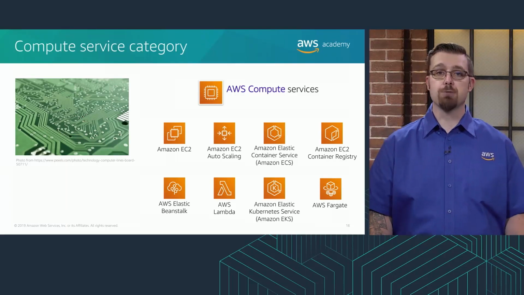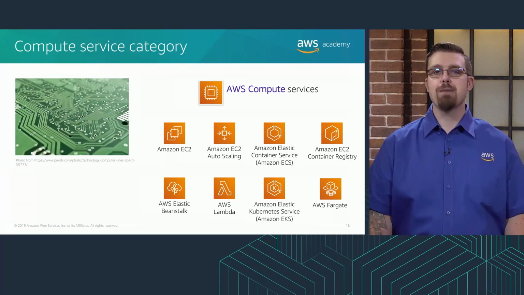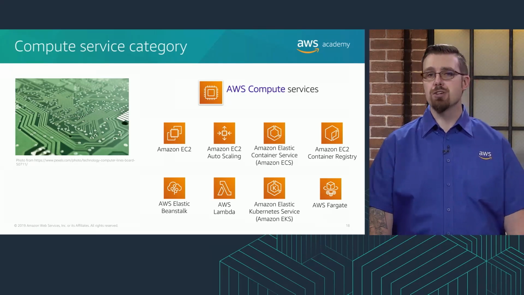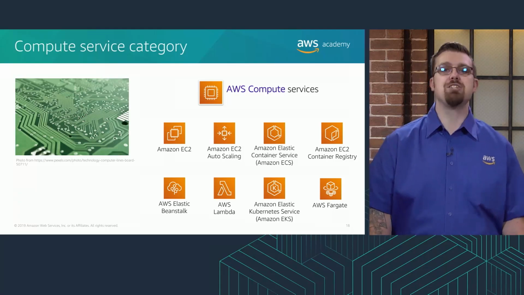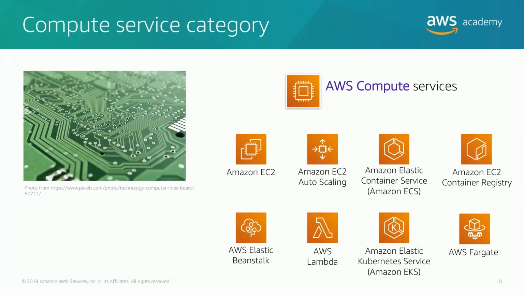The Amazon Elastic Container Registry service, also known as Amazon ECR, is a fully managed Docker container registry that makes it easy for developers to store, manage, and deploy Docker container images. AWS Elastic Beanstalk is a service for deploying and scaling web applications and services on familiar servers such as Apache and Microsoft Internet Information Services, IIS. There is also AWS Lambda, which enables you to run code without provisioning or managing servers. You pay only for the compute time that you consume. There is no charge when your code is not running.